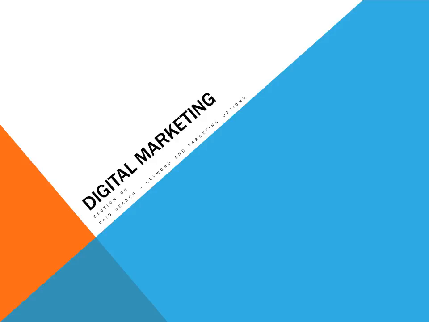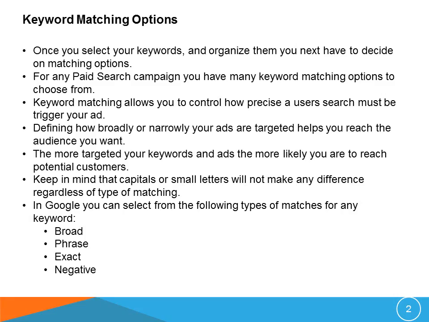Okay, let's continue on to part 2 of paid search, and here we're going to talk about keyword and targeting options. So again, once you select your keywords and organize them, you next have to decide on the matching options. The matching options you have are broad, phrase, exact, and then you also have a negative feature as well, which I will talk through.